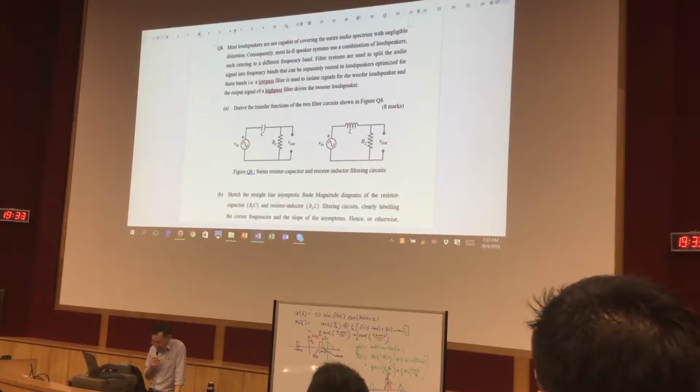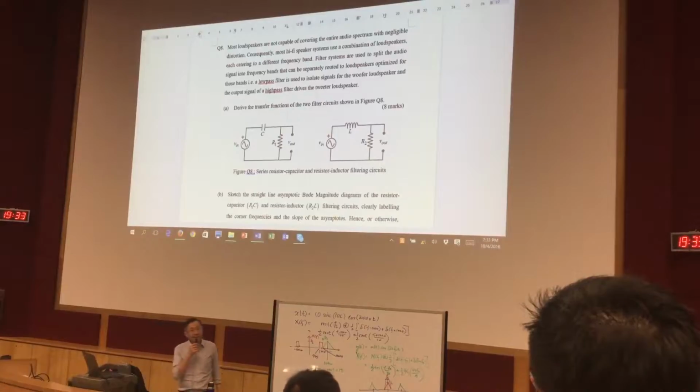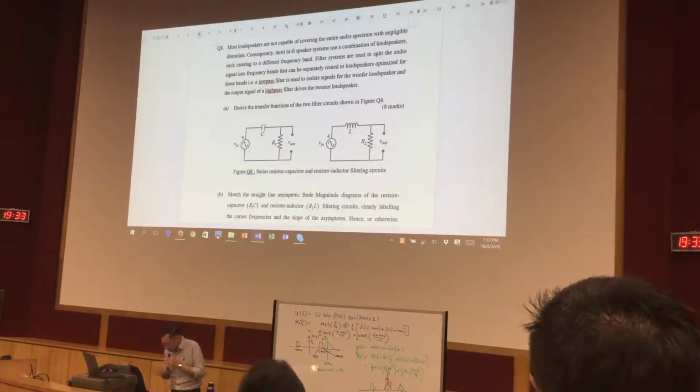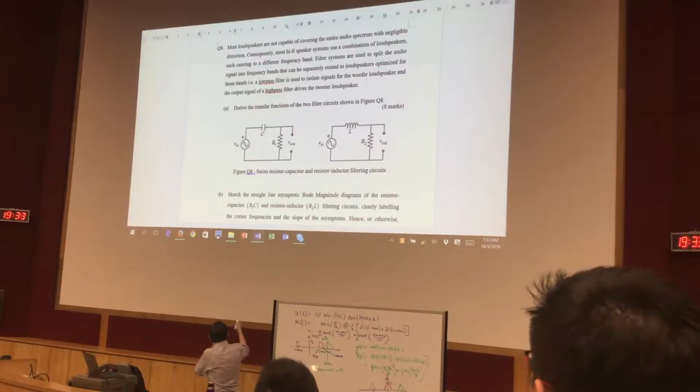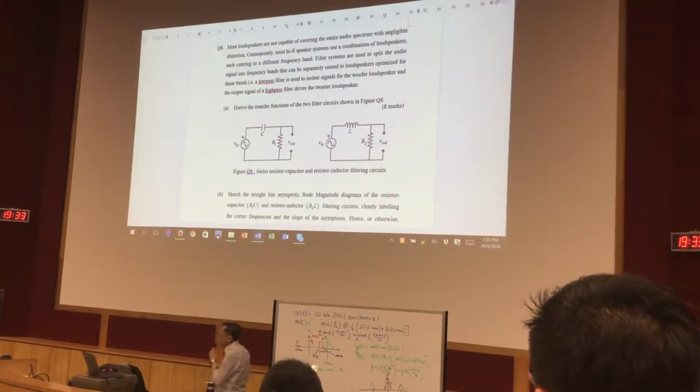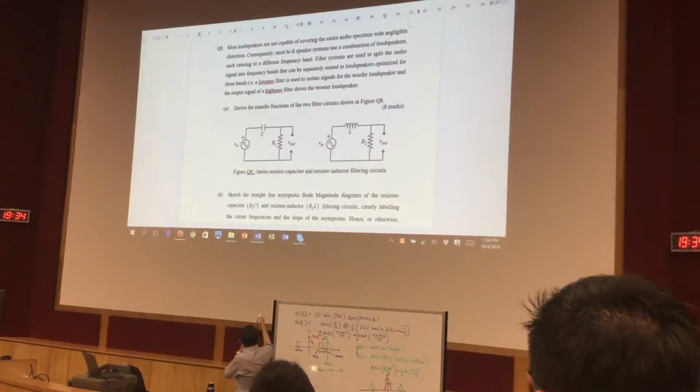Derive the transfer function of the two filter circuits shown in figure QA. This is a key question, this part. Why? Because the circuits are so simple. Right? So if you look at the circuit, this guy is just an RC circuit. We've done RC circuits, it's a first order system. So I ask you to do the transfer function. You want to find out V out over V in.